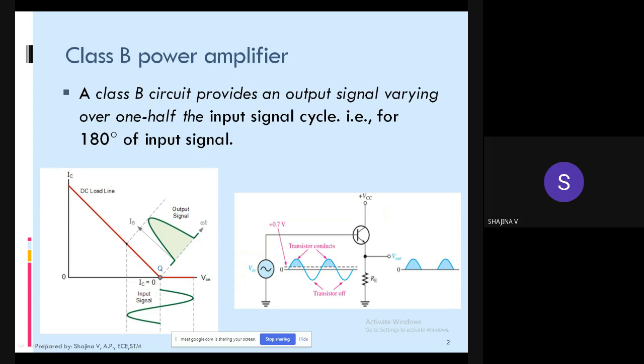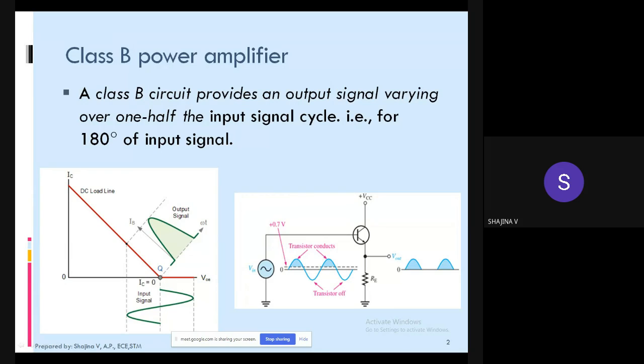We can say a class B circuit provides an output signal varying over half of the input signal cycle. Normally we are assuming a sinusoidal signal, so the total time period, or total angle, of the input signal is 360 degrees. So here we can say for 180 degrees of the input signal, the transistor will be conducting. Okay. So generally half of our input will be available at the output.